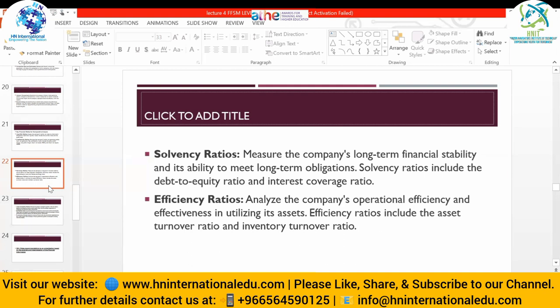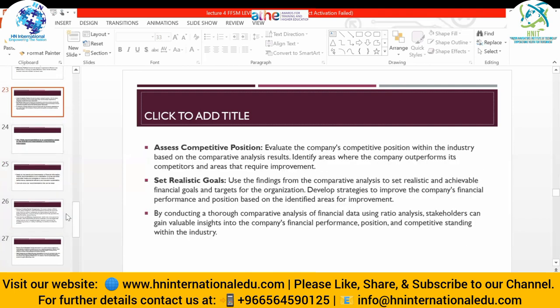Efficiency ratio. It analyzes the company's operational efficiency, that is, the day-to-day operations and effectiveness in utilizing its assets. It includes the asset turnover ratio and the inventory turnover ratio as well, that is, the stock which we are having in the warehouse.